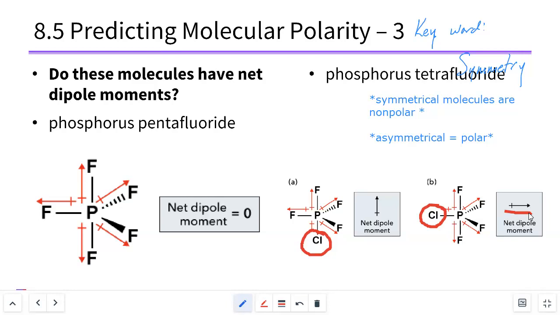So once again, the key word here, symmetry, helps us to dictate the idea of polarity. When things are symmetrical, they are nonpolar. When things are not symmetrical, they are polar, and we can usually identify the direction of the polarity by evaluating how that asymmetrical piece impacts the electron density. Right, any questions so far?